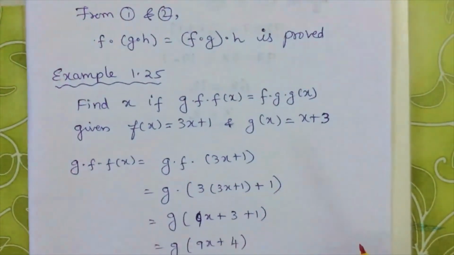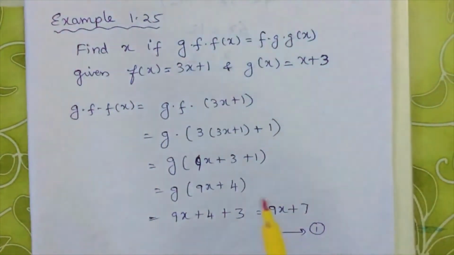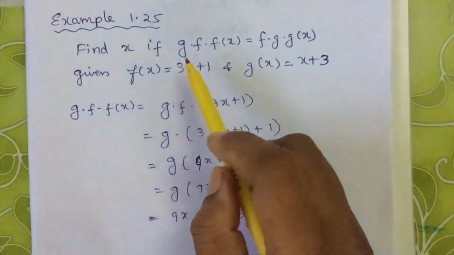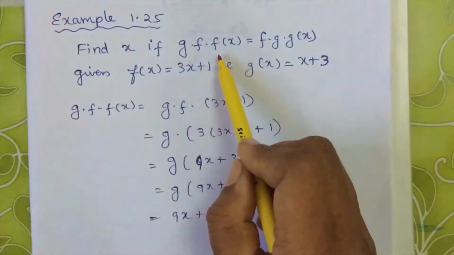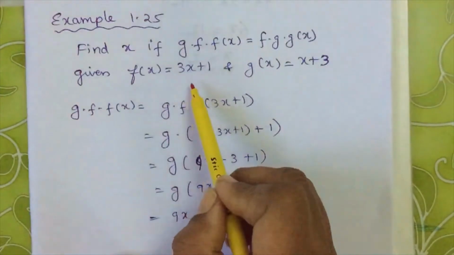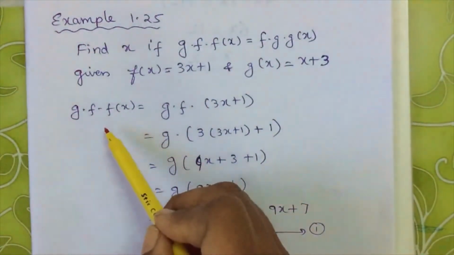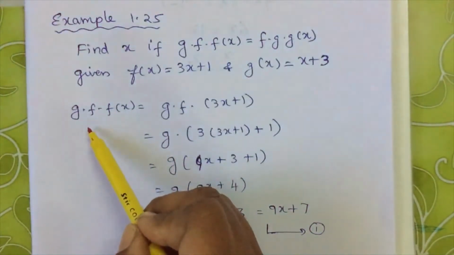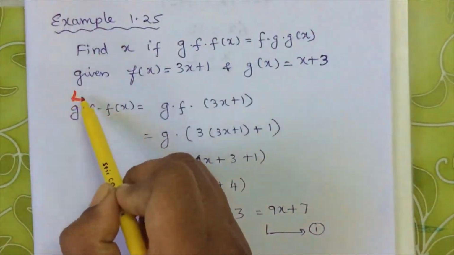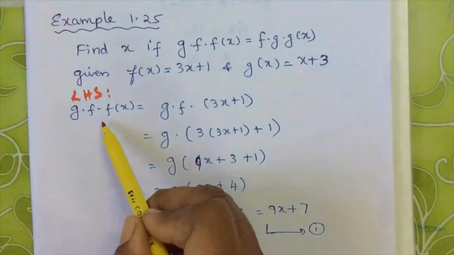Coming to example 1.25. Find x if g dot f dot f of x is equal to f dot g dot g of x, given f of x is 3x plus 1, g of x is x plus 3. So first I am finding out the left hand side, LHS. So LHS is g dot f dot f of x.